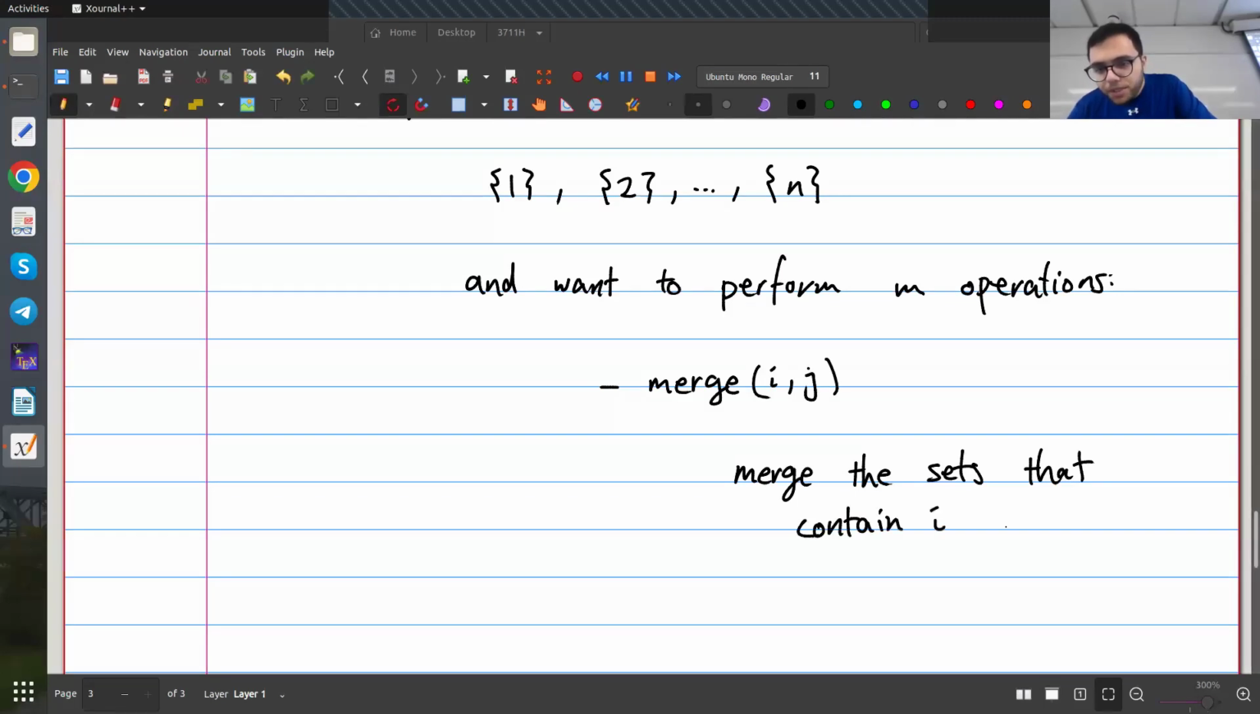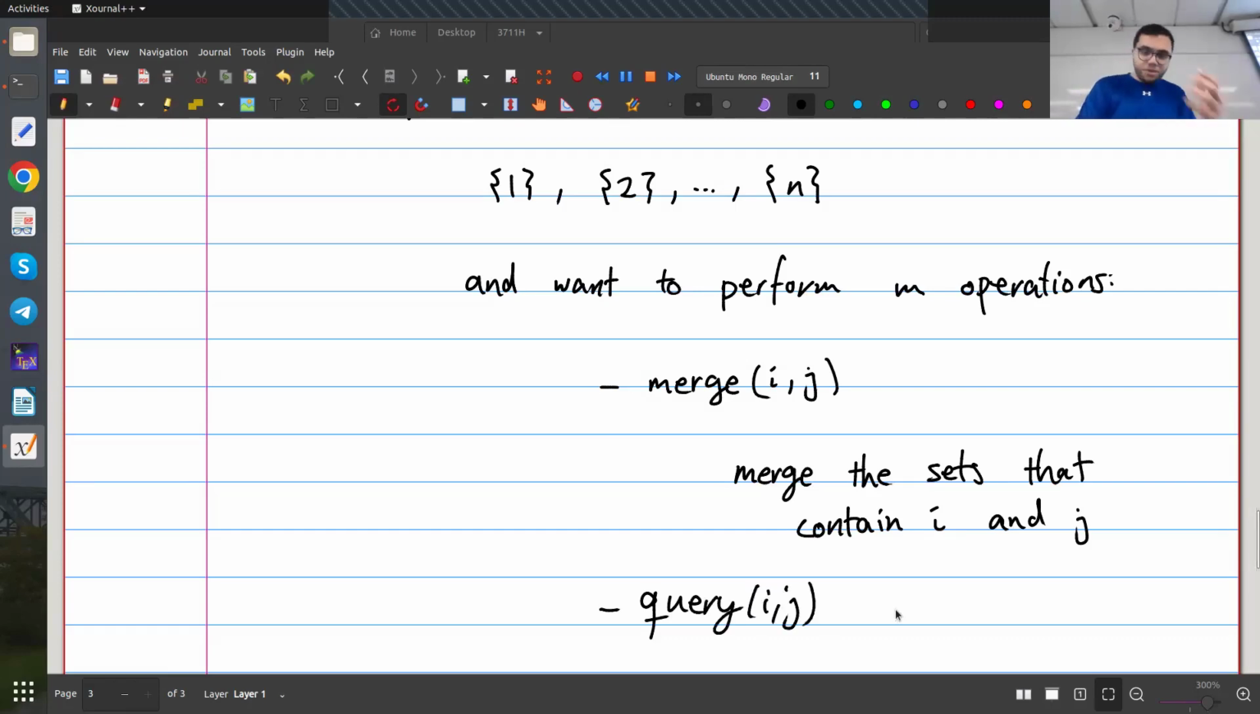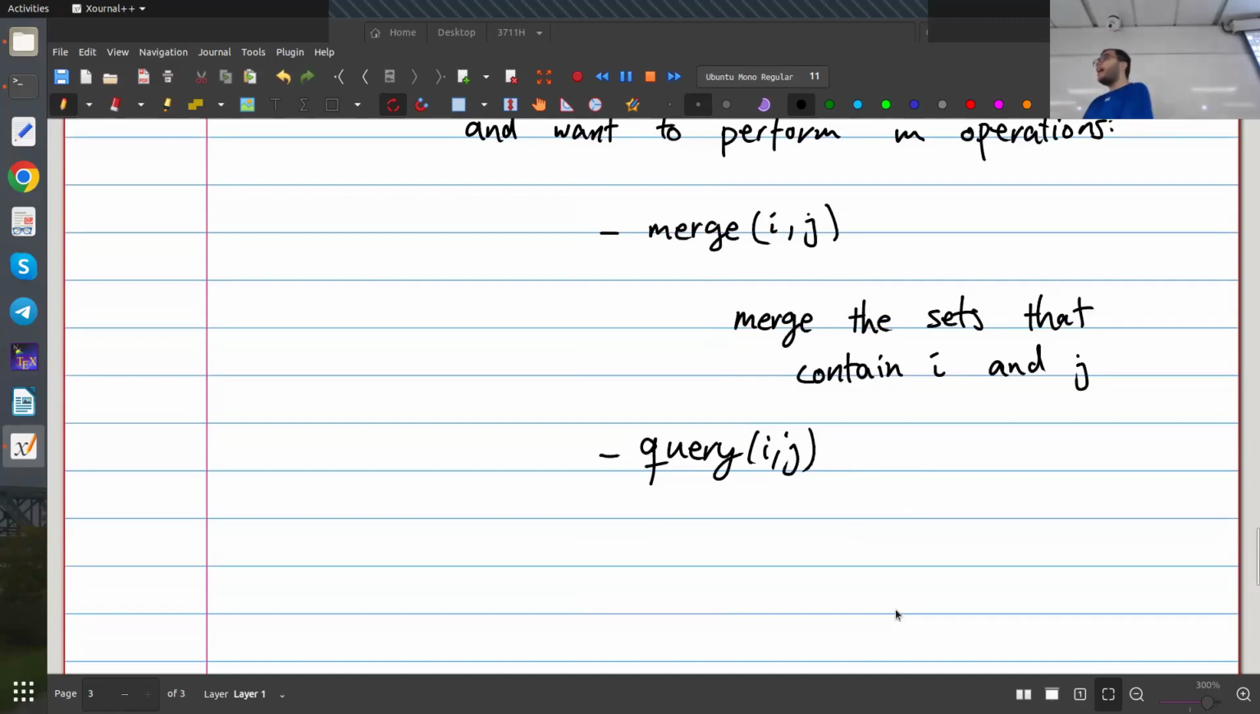Now, of course, it's possible that I and J are already in the same set. In that case, the merge doesn't really do anything. The same set remains there. And then I also have a query, which gives me two vertices I and J, or two numbers I and J, and you should tell me whether I and J are in the same set.